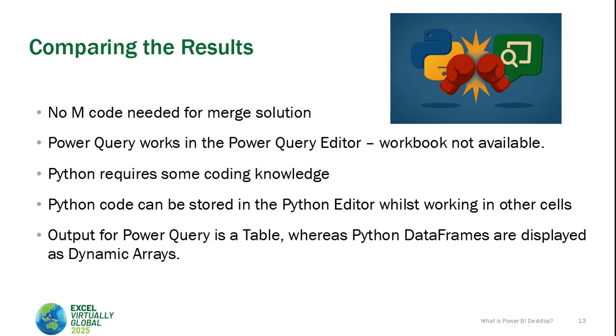So it depends how you need to work, which one you choose to use. The output for Power Query is a table, whereas your Python data frames are displayed as dynamic arrays. If you're comfortable using that, then that's all good. Do bear in mind as well, I've only scratched the surface, not only in terms of how Python could solve this particular example, but also what else Python could do. I was simply looking at it compared with performing this particular solution with Power Query. Let's move on to looking at how Power Query and Python can work together.